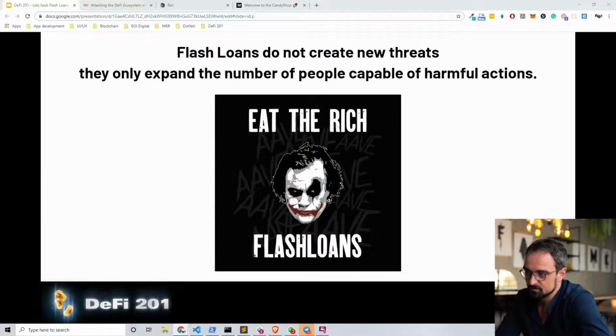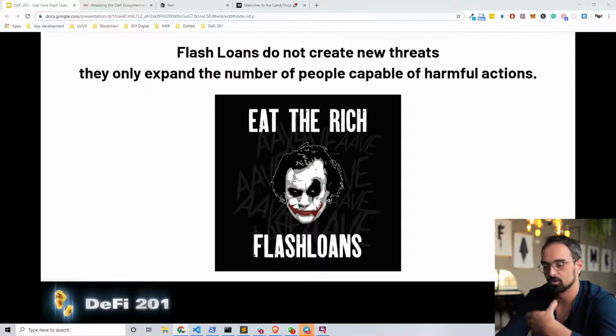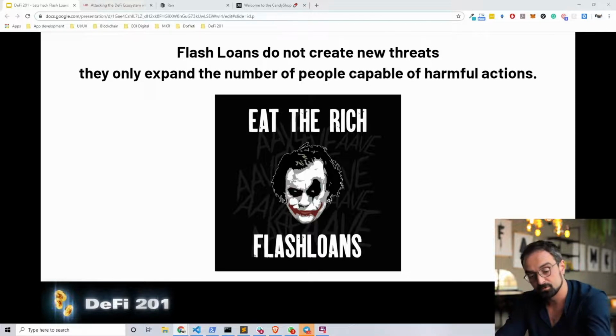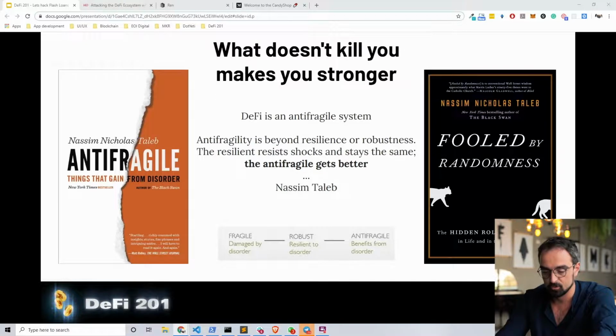So flash loans do not create new threats. They only expand the number of people that are capable of harmful actions, right? That's also what I believe. It's not that flash loans make you this evil hacker. No, they just expand the number of people who can do harmful actions, but also actions to provide more liquidity and more innovation to the market, like what DeFi Saver did when flash loans were getting more popular. They implemented them in their protocol, and I suspect more protocols to adopt flash loans in the future.